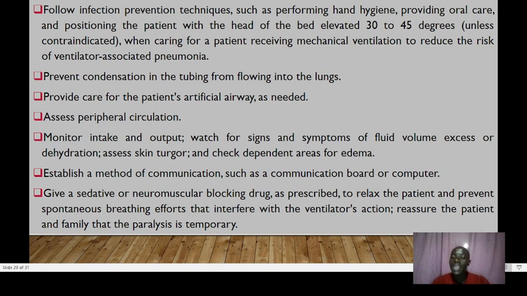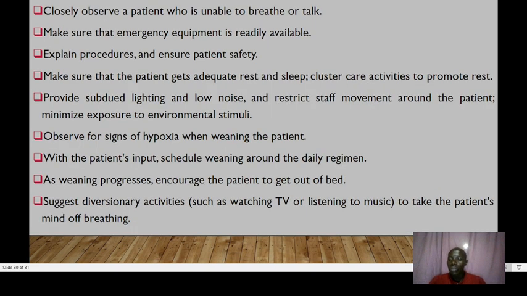You have to establish a method of communication such as a communication board, nodding, or a writing board. Then give a sedative or neuromuscular drug as prescribed to relax the patient and prevent them from fighting the vent. Okay, reassure the patient and the family that paralysis is temporary. So you closely observe a patient who is unable to breathe or talk and make sure that emergency equipment is readily available so that in case the vent fails, you can manually ventilate your patient.